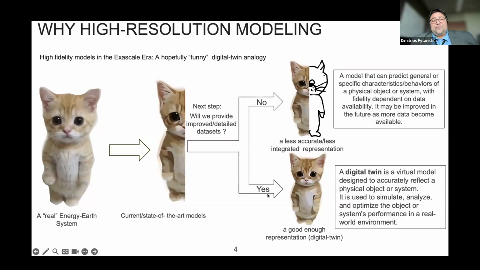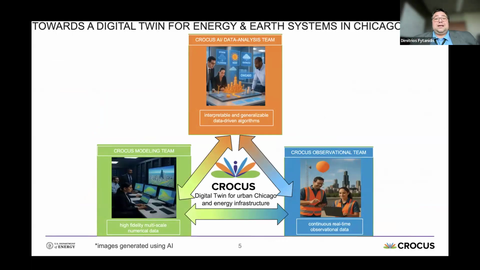However, if we continue to provide improved and detailed data sets, we will have a good enough representation, a digital twin, that we can use to optimize, simulate and analyze the system on the fly in real-world and real-time applications. Now, that's what we are working on at CROCUS. We combine continuous real-time observational data from the observational team with high-fidelity multi-scale simulations, and of course, interpretable and generalizable data-driven algorithms, working towards a digital twin of urban Chicago and the energy infrastructure.